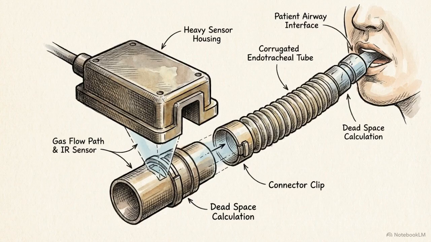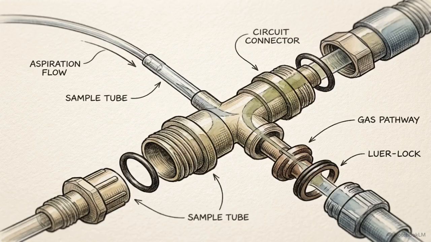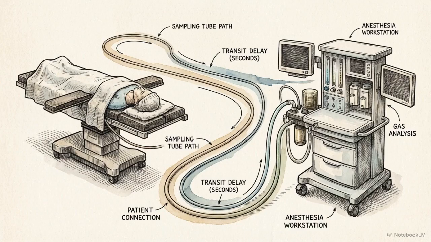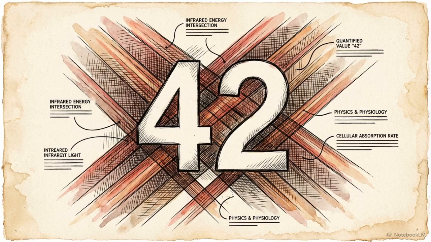Mainstream analyzers place the infrared sensor directly in the patient's breathing circuit. This eliminates delay, but adds weight and dead space to the airway. Sidestream analyzers aspirate gas through a small tube at 50 to 200 milliliters per minute. This allows the hardware to be kept in the monitor itself, though it introduces a slight transit delay as the gas travels. Every CO2 reading on the screen is the result of this rapid, real-time quantification of light absorption.